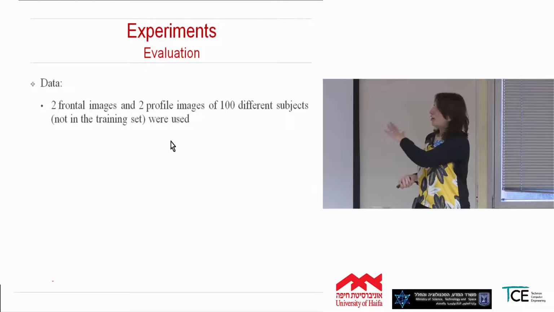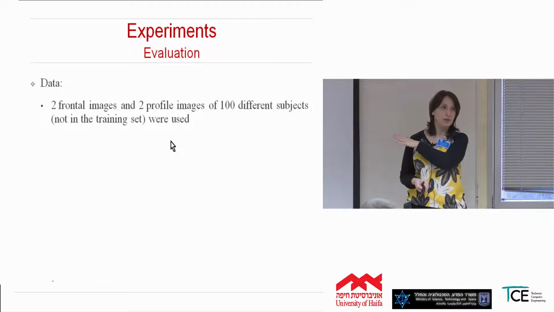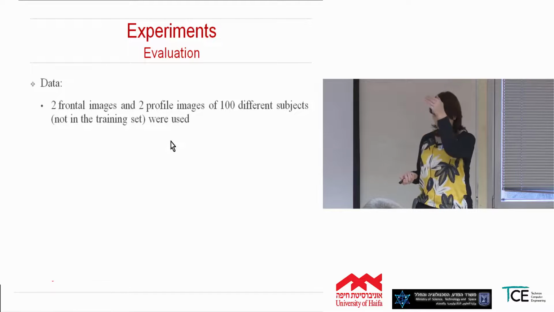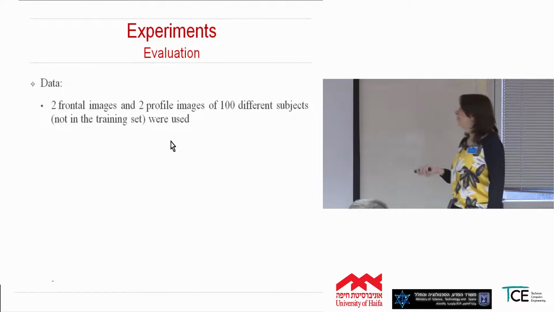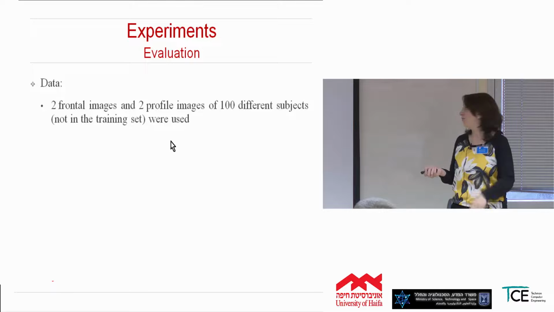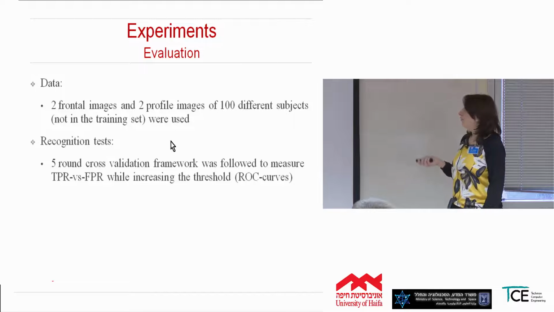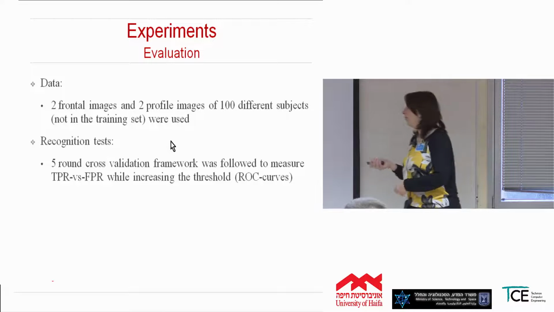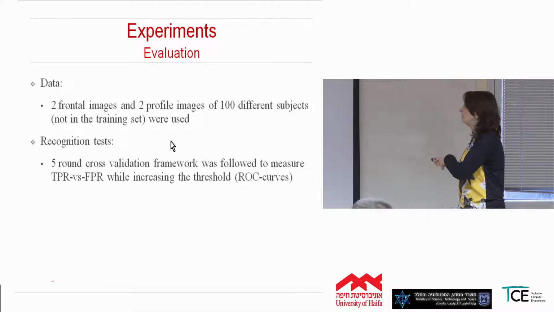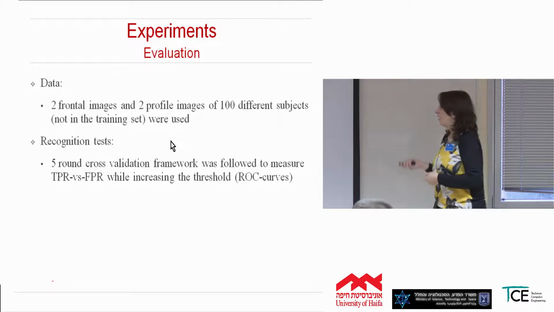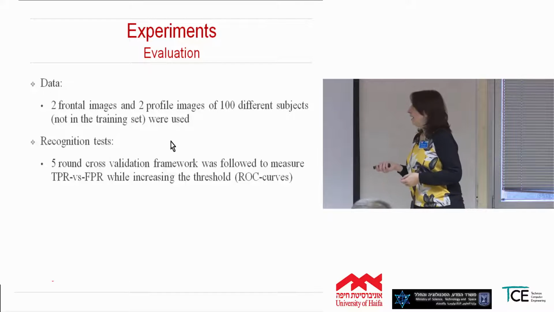So we don't do error correction. We don't do fuzzy commitment yet. We just do binarizations, and we compare. So we took 2 frontal images, 2 profile images of 100 different people that were not used in training of W. And then we ran the standard benchmark that is done in vision with cross-validation. I will not go into details of that. And we got the ROC curves. I will show it in a minute.